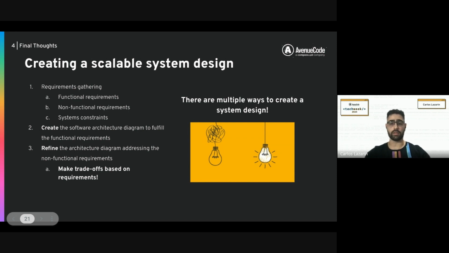That's it, right? There is no unique way to create a system design. Just keep creating and making the possible trade-offs.